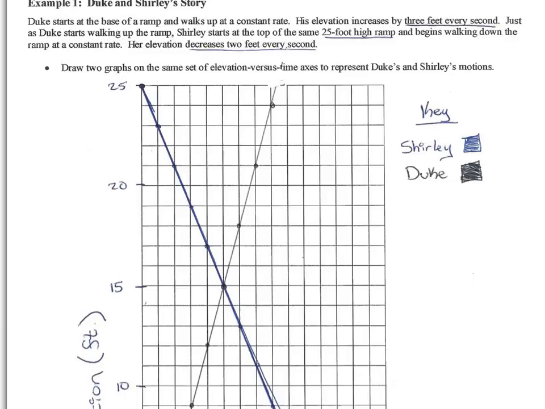Shirley, on the other hand, started out at 25 feet high because she started at the top of the ramp. And she walked down. Her elevation decreased 2 feet every second. So at time 0, she was at 25. And since it only decreased 2 every second, down 2, right 1. Down 2 feet in 1 second. And so Shirley's goes all the way down.